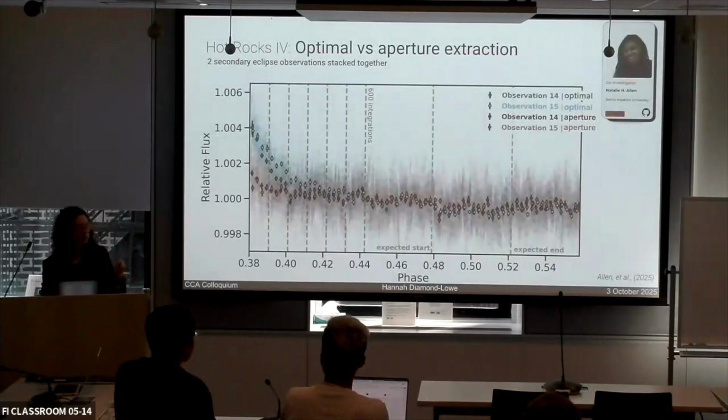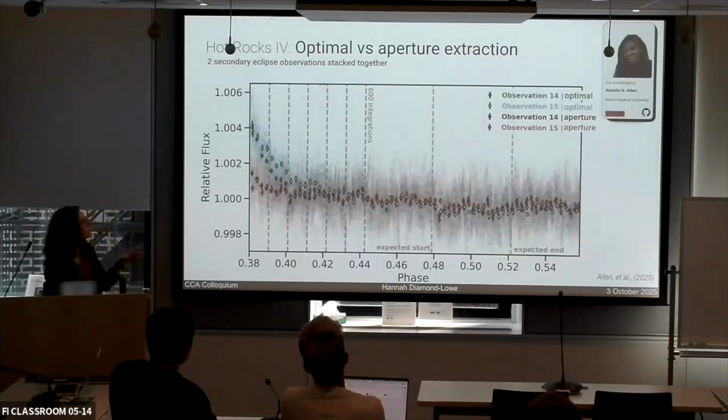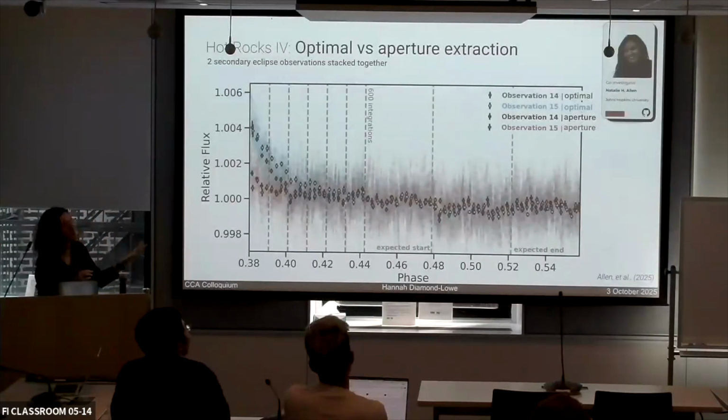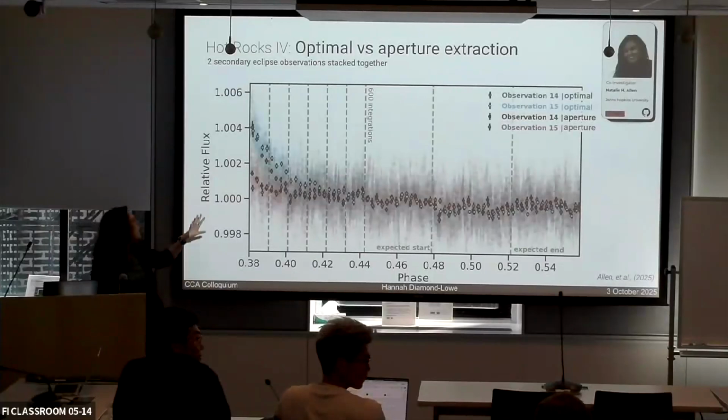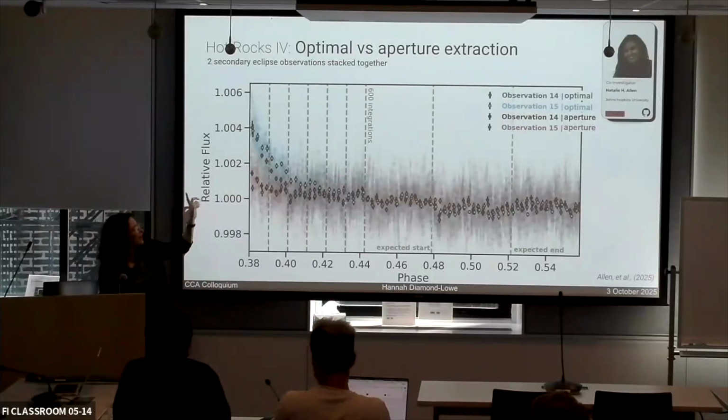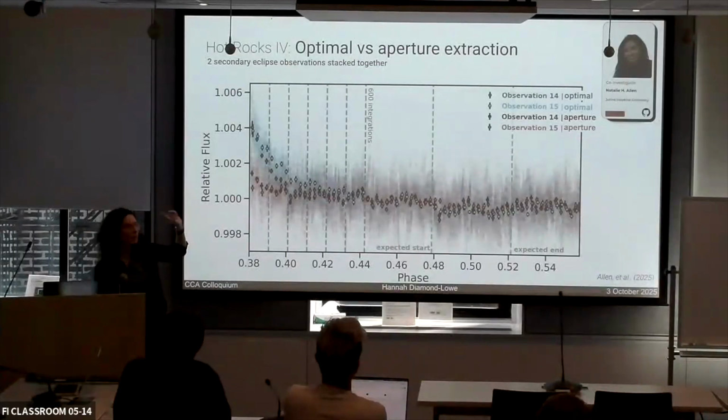I'm running a little low on time, so I'm not going to go, or I'm not running low, but I'm just a little behind. I'm not going to go fully into this because I don't know if people are so interested in optimal extraction versus aperture photometry. Raise your hand if you're really excited about it. Okay, fine. Okay, great. We all knew it was going to be you too. I know Megan did too. Okay, I can see it. We gotta move though. All right.